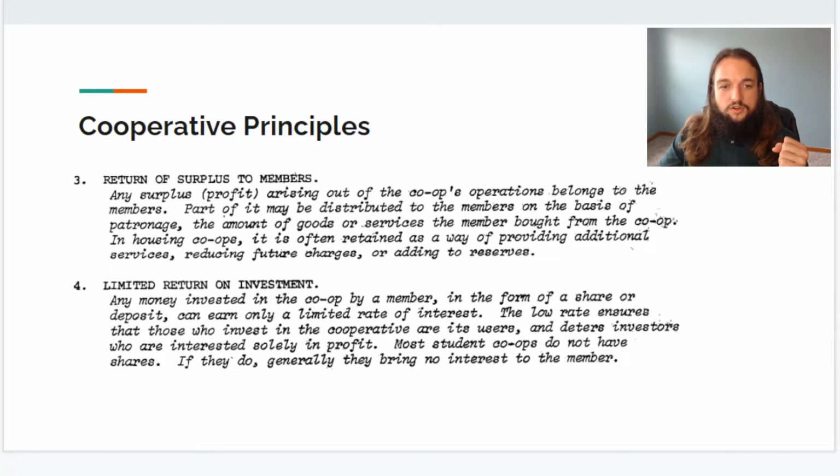3. The return of surplus to members. Any surplus or profit arising out of the co-op's operations belongs to the members. Part of it may be distributed to the members on the basis of patronage, the amount of goods or services the member bought from the co-op. In housing co-ops, it is often retained in a way of providing additional services, reducing future charges, or adding to reserves. At GRAC, particularly, this means a stronger maintenance and capital improvement reserve, so that we can increase the quality of the housing in that organization.